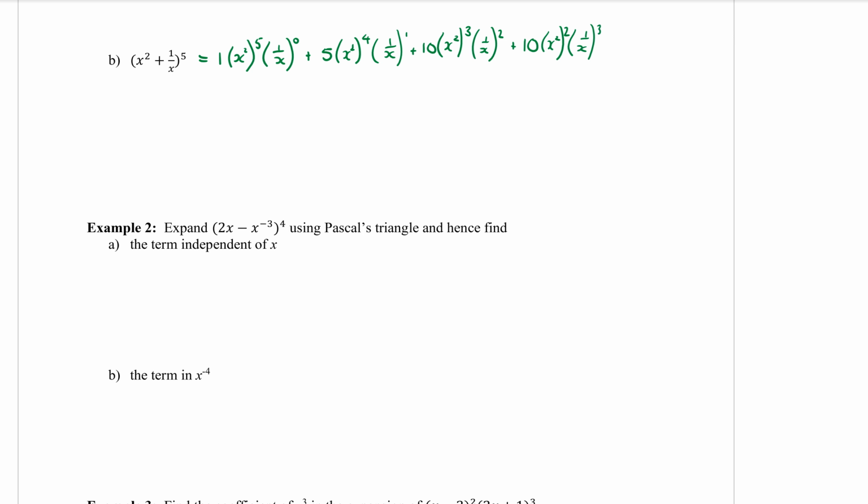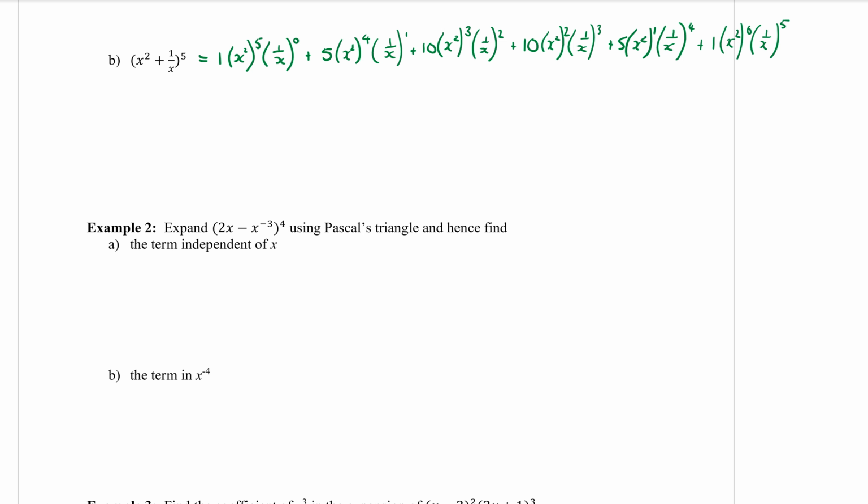Note that the powers always add to give 5. So in each of the terms, 5 and 0 is 5, 4 and 1 is 5, 2 and 3 is 5, 3 and 2 is 5. On to the next term. My coefficient is a 5. The x squared decreases to 1, which means my 1 over x is going to increase to a power of 4. And my last term, which has a coefficient of 1, the x squared is down to a power of 0, and the 1 over x is a power of 5.